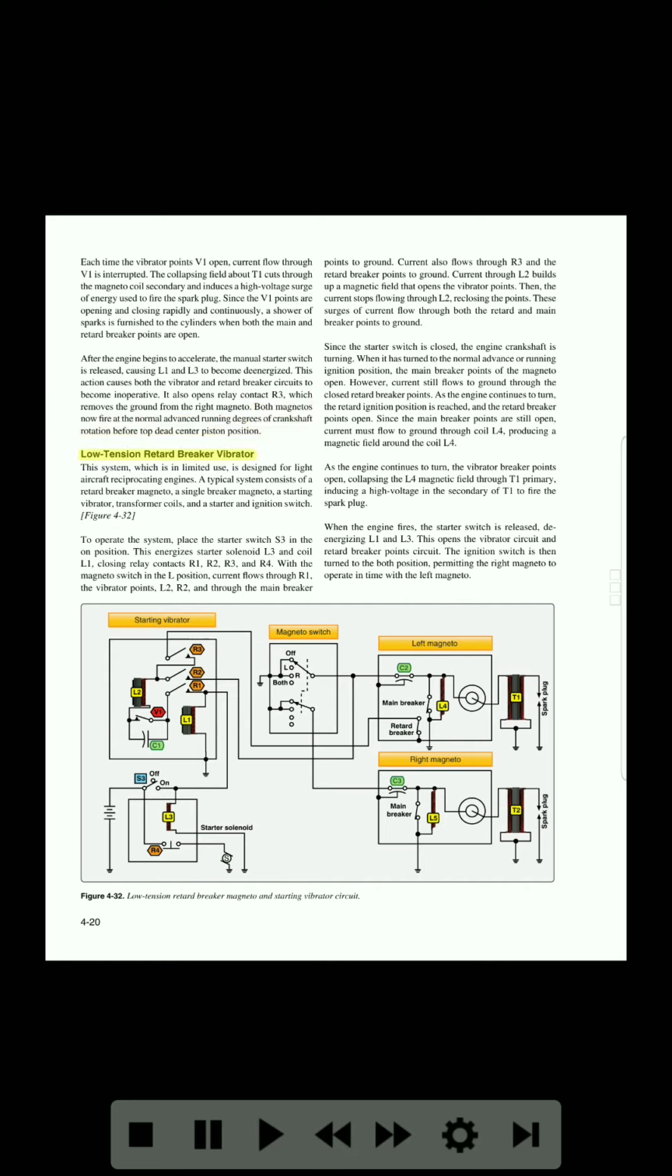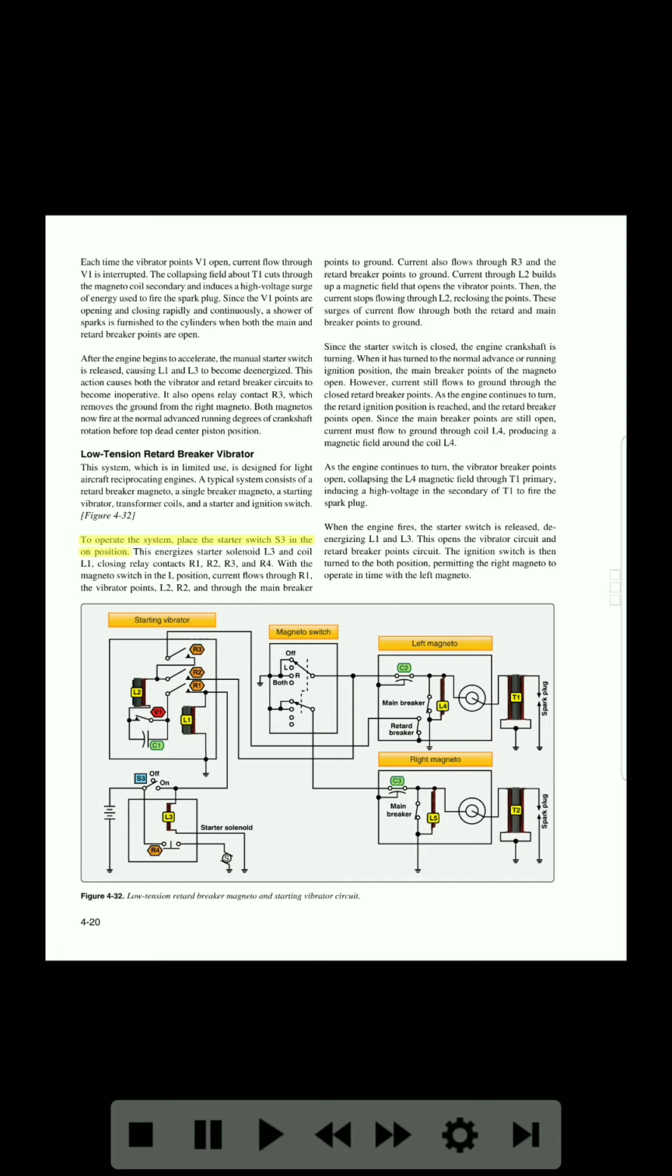Low tension retard breaker vibrator. This system, which is in limited use, is designed for light aircraft reciprocating engines. A typical system consists of a retard breaker magneto, a single breaker magneto, a starting vibrator, transformer coils, and a starter and ignition switch. Figure 4-32.